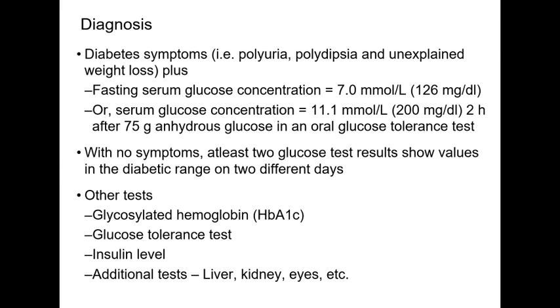So other tests that are used are glycosylated hemoglobin or HbA1c, glucose tolerance test as we talked about. Insulin levels are also determined, and there are additional tests which are done, for example, liver, kidney, eyes, etc. Now these additional tests on liver, kidney, eyes, etc., they are done to check for the complications that may arise due to diabetes.